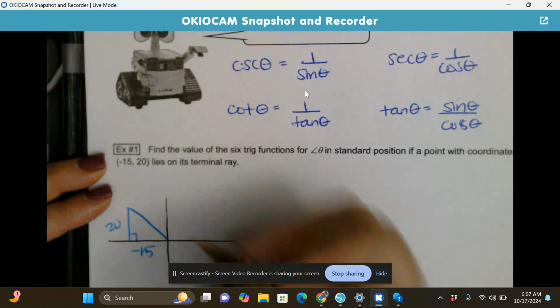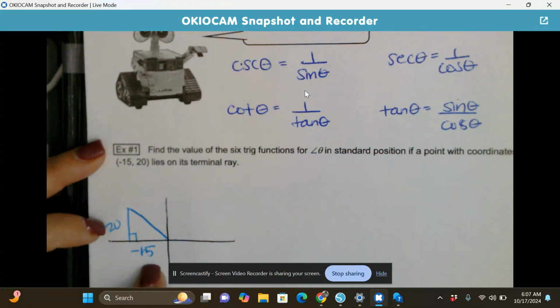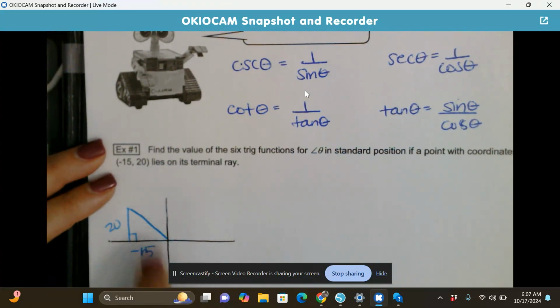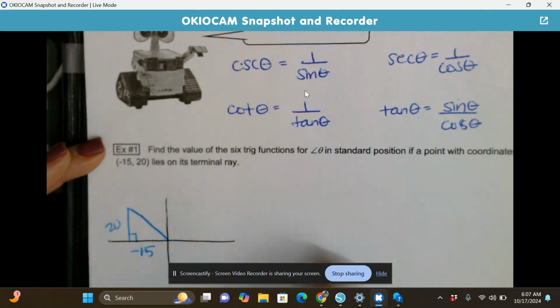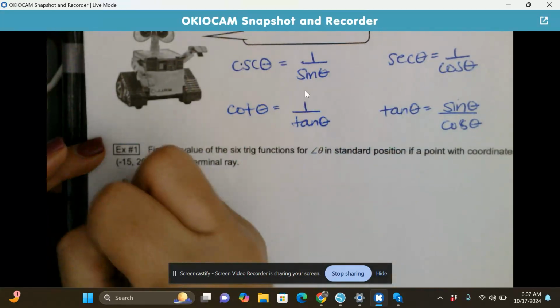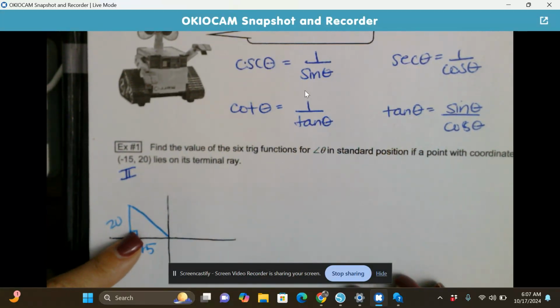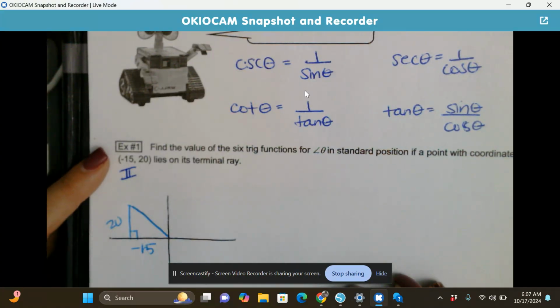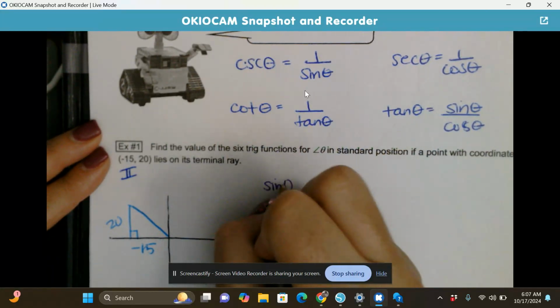Okay, so again, I've got a right triangle. I've got my x, I've got my y, but I don't have my r. And just so you know, they did tell you in the problem the ordered pair. It doesn't tell you what quadrant, so you've got to have some knowledge that this is quadrant 2. And that's where I drew my triangle, my reference triangle. We are going to find our r here, but before I do that, I'm going to go over here and write my six trig functions that I'm going to calculate.